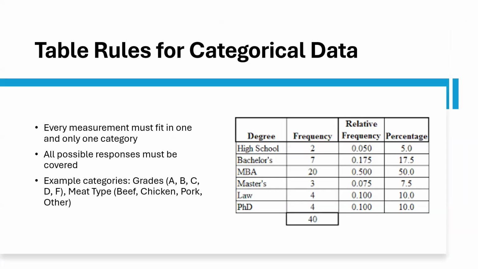When organizing data into categories, each value should go into only one category, and every value should have a category it belongs to. These rules help keep our summaries clean and meaningful.